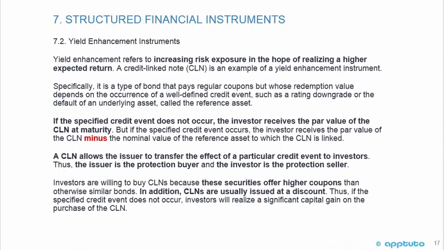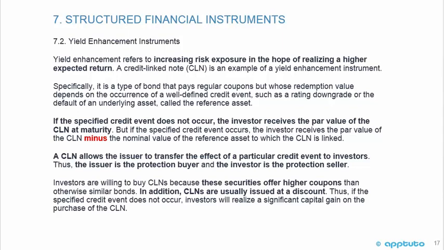The next structured financial instrument that we're going to look at is the yield enhancement instruments. Yield enhancement refers to increasing risk exposure in the hope of realizing a higher expected return. A credit-linked note, CLN, is an example of a yield enhancement instrument. Specifically, it is a type of bond that pays regular coupons but whose redemption value depends on the occurrence of a well-defined credit event, such as a rating downgrade or the default of an underlying asset called the reference asset.